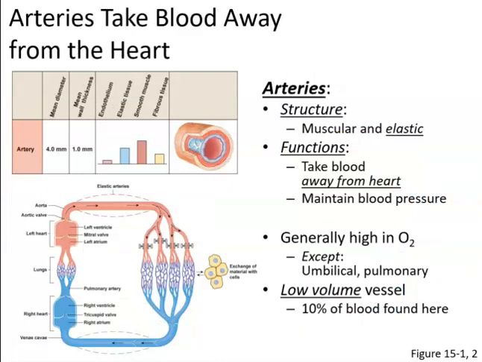The first structures we're going to talk about are the arteries. We know that arteries, by definition, take blood away from the heart. We don't really focus on whether or not the blood is oxygenated or deoxygenated, but for example, the pulmonary arteries. Pulmonary arteries are the only arteries in the body that contain less oxygenated or deoxygenated blood.